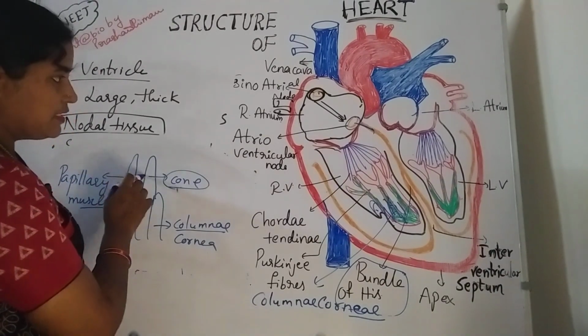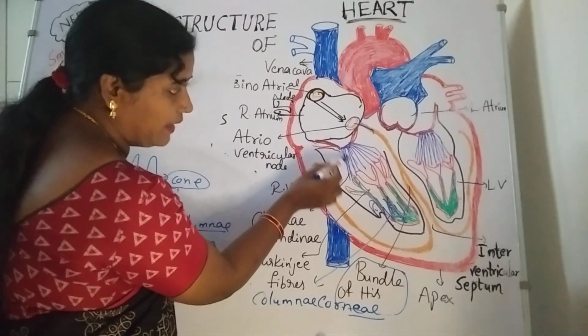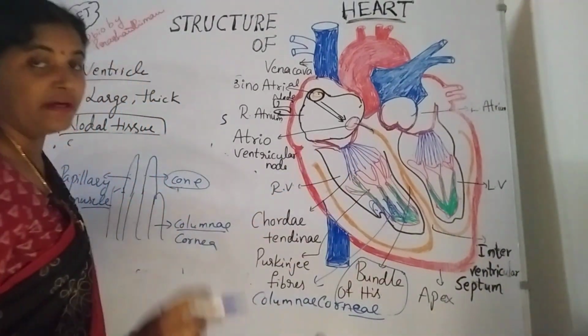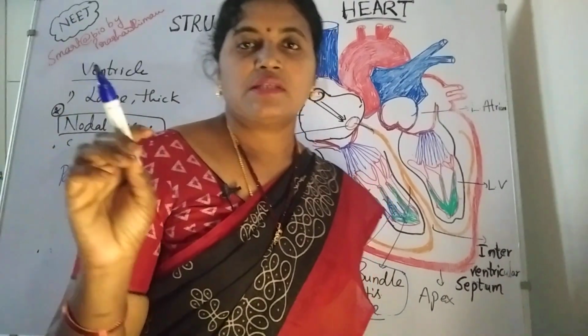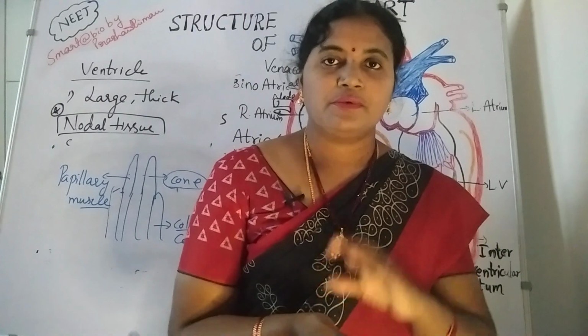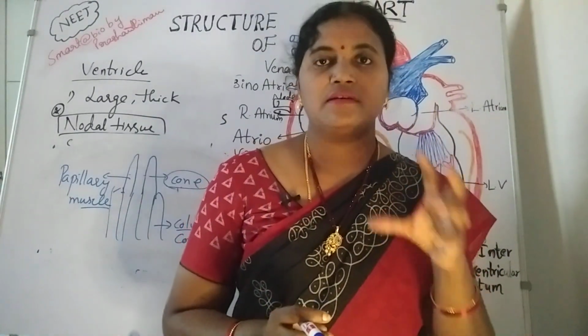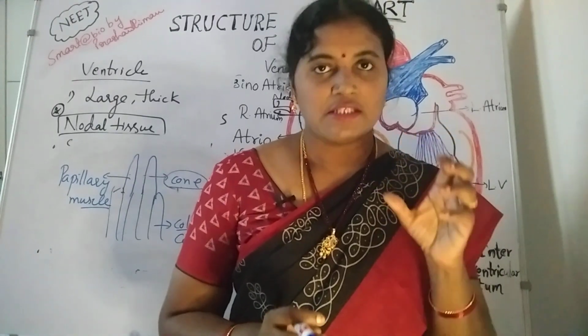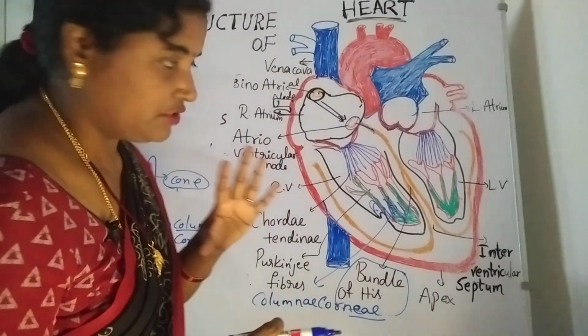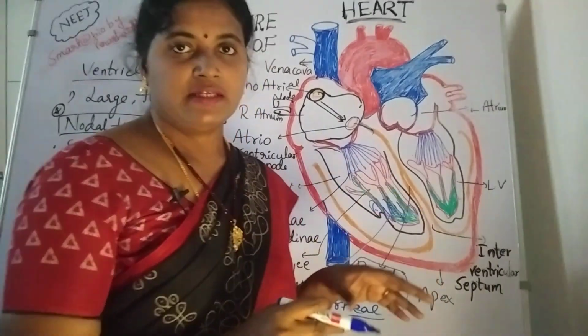These papillary muscles are connected with the Purkinje fibers. These Purkinje fibers are also known as heartstrings. With the help of these heartstrings, the mechanism is going to start. So Purkinje fibers are very, very important. So that is all about the internal structure of the ventricles.